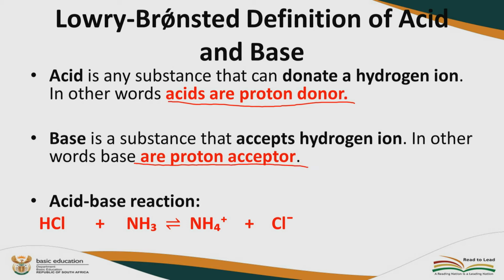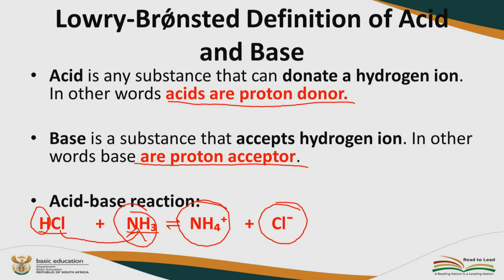If you look at the example of this acid-base reaction that is written below, you can see that we have hydrochloric acid and ammonia. Hydrochloric acid can donate a hydrogen ion to ammonia, and ammonia becomes ammonium ion. Therefore, there will also be a chloride ion that is formed. So what is donated? The hydrogen ion, which is going to be accepted by a base.